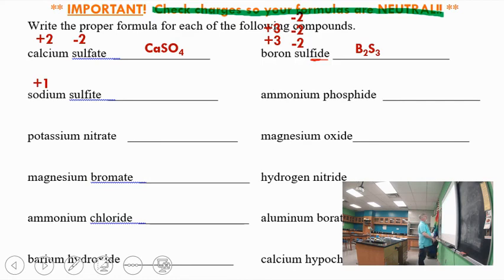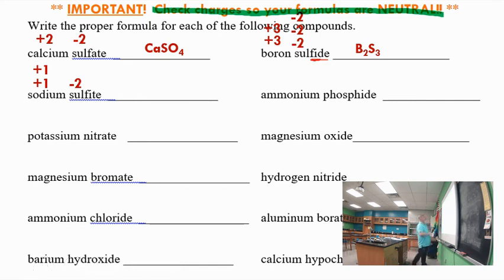Let's do one more. Sodium. Periodic table tells you group 1, +1 then. Sulfite, common ion, right? Does not end in IDE. Find that on your common ion table. We're going to see that it's -2. We need more sodiums. Now we're balanced, 2 positives, 2 negatives.